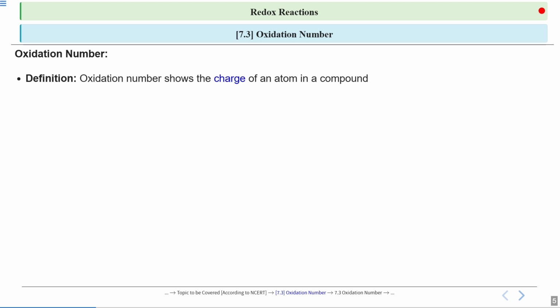We can define it in a manner that oxidation number shows the charge of an atom in a compound. If you consider a compound in a chemical reaction, you will find that the atoms present in the compound show some charge, and that charge is considered to be the oxidation number.